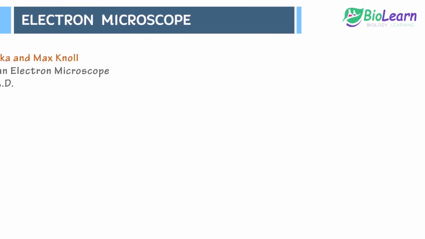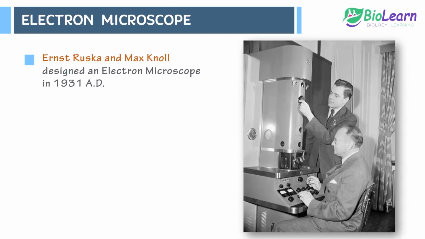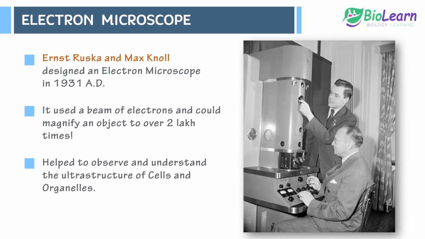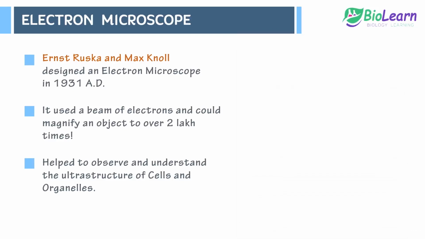In the year 1931, a German physicist named Ernest Ruska and an electrical engineer named Max Knoll designed an electron microscope which used a beam of electrons and could magnify an object to over 2 lakh times. Hence, it became easier and possible to observe and understand the ultrastructure of cells and cell organelles.